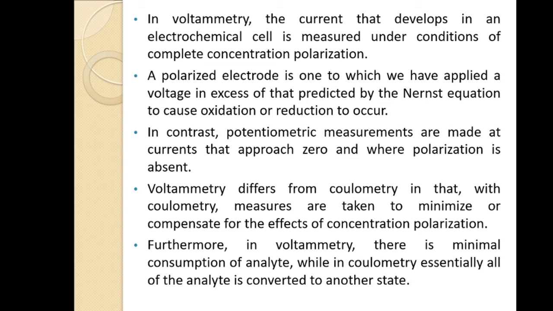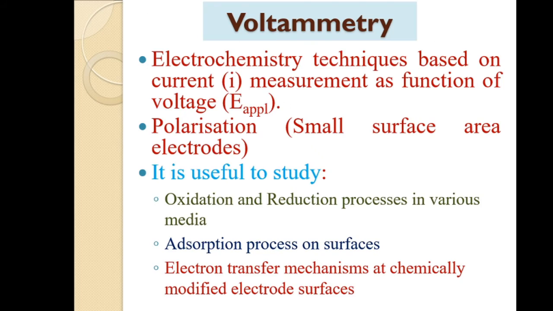Again, voltammetry is different from coulometry, in that coulometry measurements are taken to minimize or compensate the effect of concentration polarization. So readings are taken when the concentration polarization is minimized. Furthermore, in voltammetry there is minimal or no consumption of analyte, while in coulometry essentially all of the analyte is converted to another state. So it is efficient when we have a very small amount of analyte, and voltammetry techniques are therefore preferred.